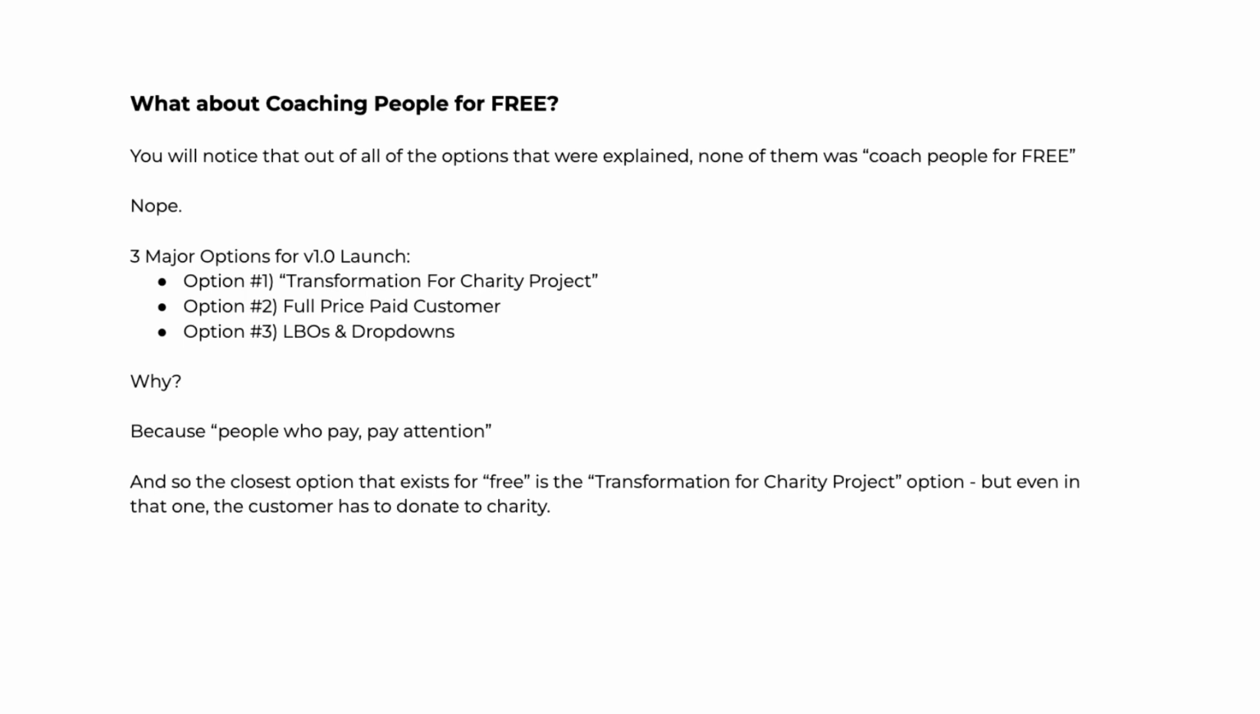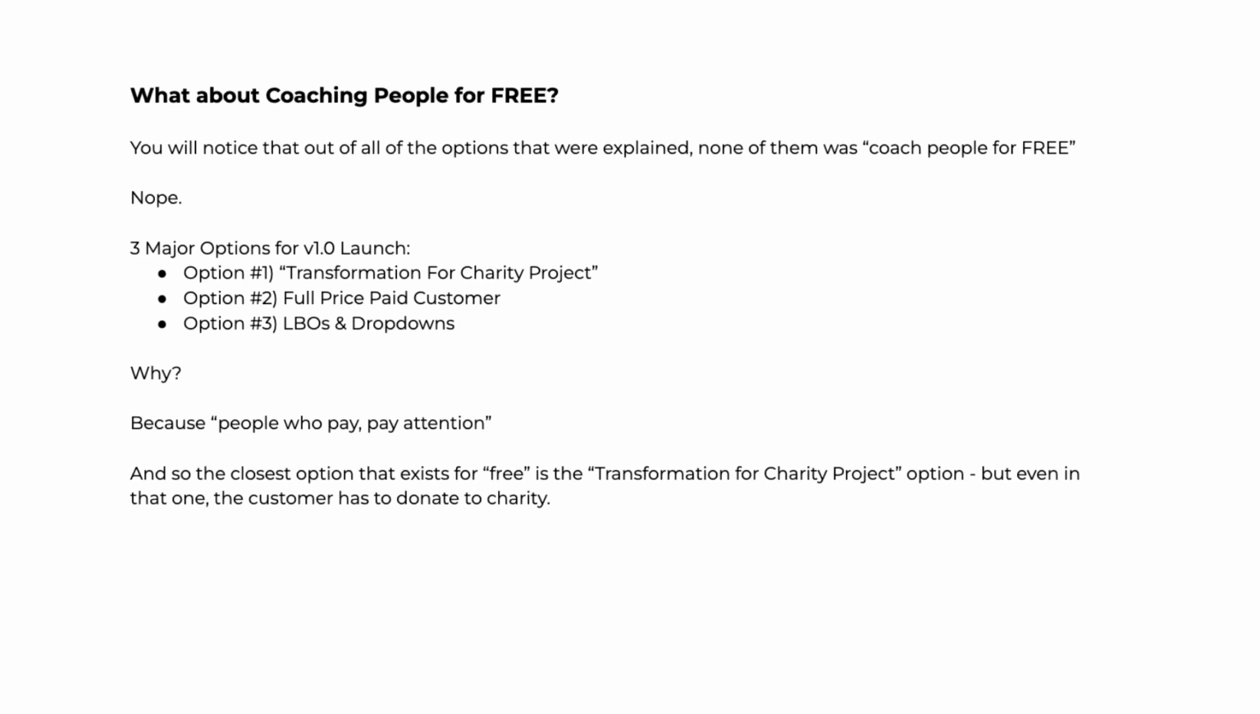Why? Because people who pay, pay attention. And so the closest option that exists for quote unquote free is the Transformation for Charity project, right? That option, but even then they're going ahead and donating to charity so that way they take it seriously. Now, obviously you can go ahead and lower that amount. You can make it even more feasible. You don't necessarily have to go to $1,200 to donate to charity, $2,400 to donate to charity. But the point is that everybody is always investing in order to actually take things more seriously, okay?